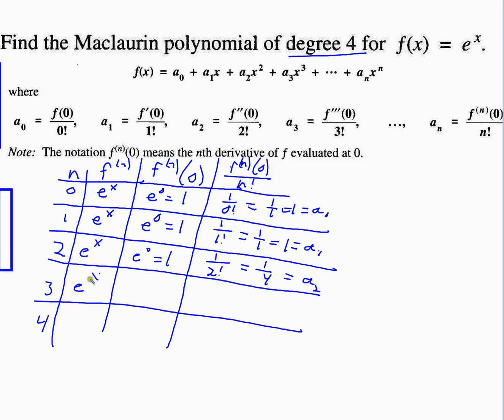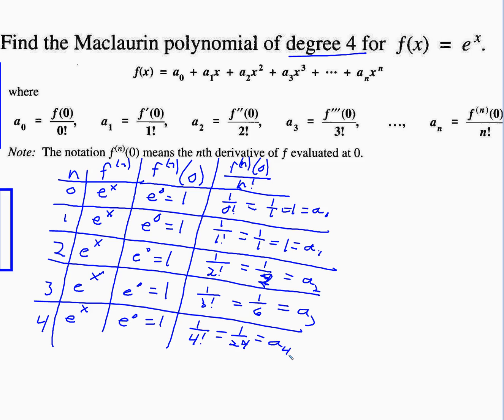The derivative of e to the x is e to the x. We get a 1 again, which is 1 over 3 factorial. 3 times 2. 2 factorial is just 2. I don't know why I have 4. 2. 3 factorial is 6. And then the derivative of e to the x is e to the x. So this is our fourth derivative. Plug in 0. You get 1. 1 over 4 factorial. 4 factorial is 24. And that is a sub 4.